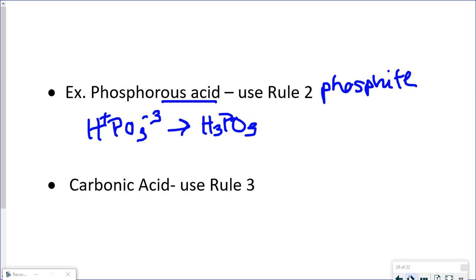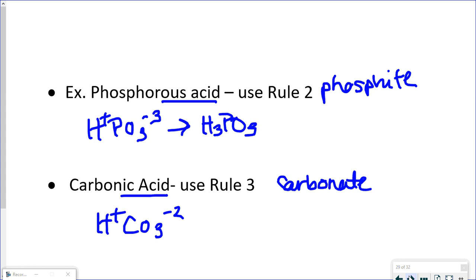And then our last one we have here is carbonic acid. This does not have a prefix, but it ends in ic acid. This means that we're dealing with carbonate. So carbonate, if you look on your polyatomic list, is CO3 with a -2 charge. Since it is an acid, it begins with hydrogen. So this will be H2CO3 when we crisscross charges.